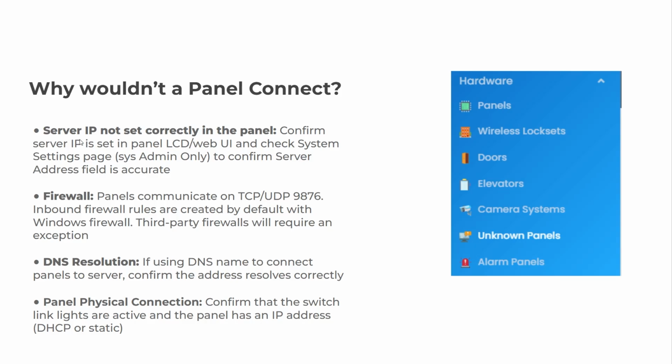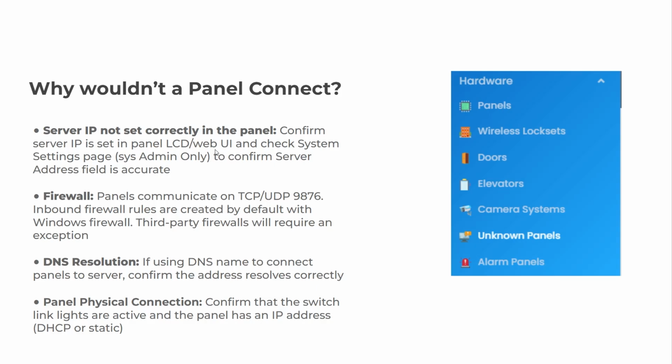So the most common reason why a panel wouldn't connect is if the server IP and or the DNS name is not correctly in the panel. So you'll always want to confirm that the panel IP is set in the LCD, that the panel has DHCP or has a static address.